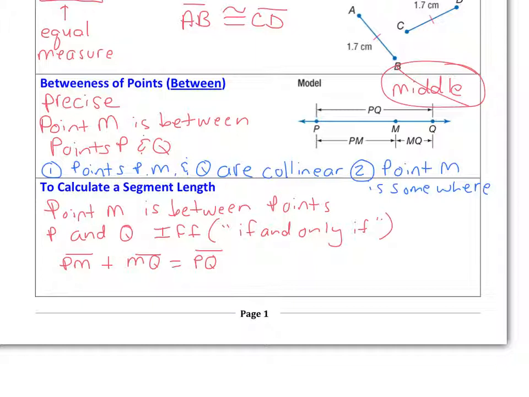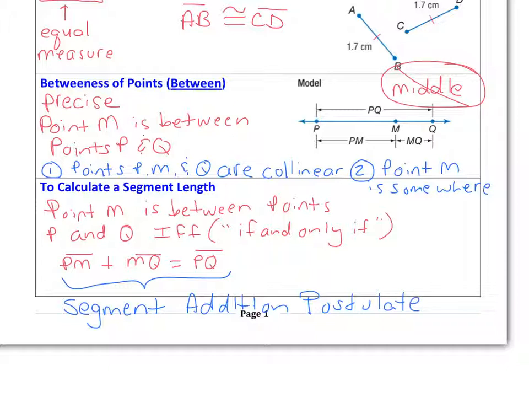So this has a name, and this is called the Segment Addition Postulate, and you do need to know this. It's all capitalized because it's a proper name. And the Segment Addition Postulate really just means, in the context of segments, that the whole segment, and I'm going to put this in quotes, the whole segment length equals the sum of its non-overlapping parts.